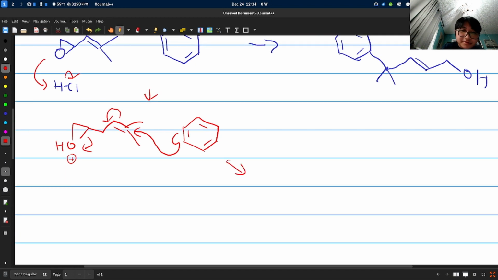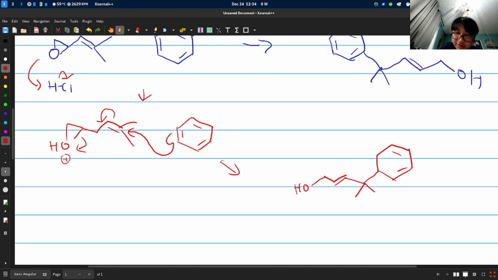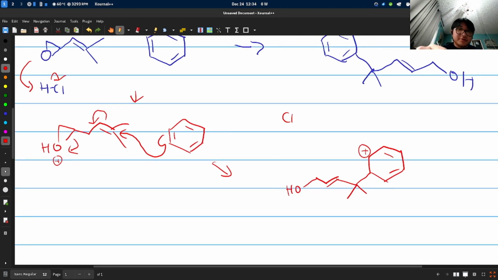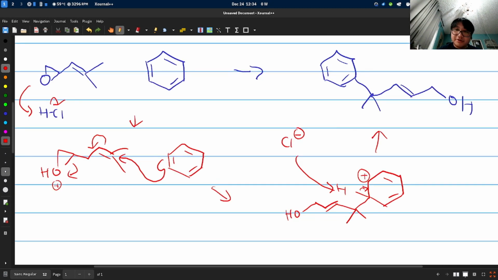So what do we get from this? This one opens up, and the benzene's now here. And then we'll have a positive charge, because we took the electron from the double bond. Now the topmost carbon has a positive charge. Since we have a chlorine here, what you can do is take the hydrogen here and reform the double bond, and then you end up with the molecule there.